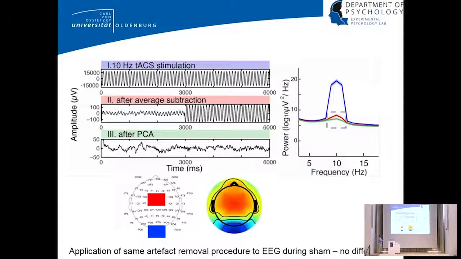If this is the electrode montage, this is the topography of the artifact. And since we stimulate at 10 Hertz, this is the spectrum of the artifact. So we could look whether the PCA component looked like these 2 things, and we could look whether after artifact subtraction the ERP would look like the ERP that we would expect.